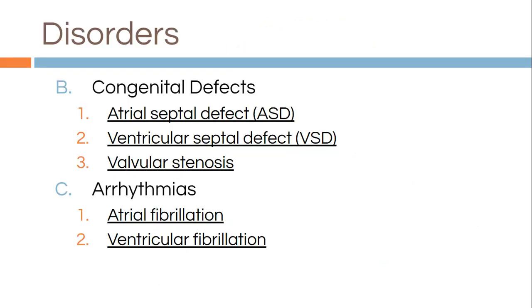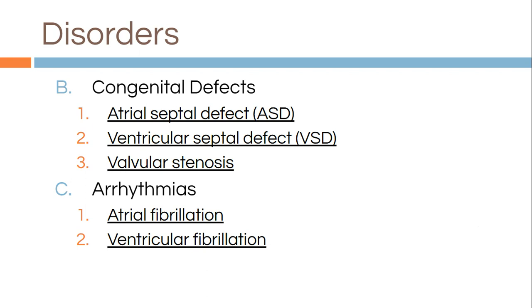Congenital defects are things that you can be born with, and there's tons of these. I just picked three that I thought were interesting. The first one's called an atrial septal defect. This is where you have a hole in the atrial septum, or the wall between the atria. If you remember, we talked about that little hole that fetuses have before they're born. Sometimes that hole fails to close for whatever reason, or sometimes the atrial septum doesn't form correctly during development.